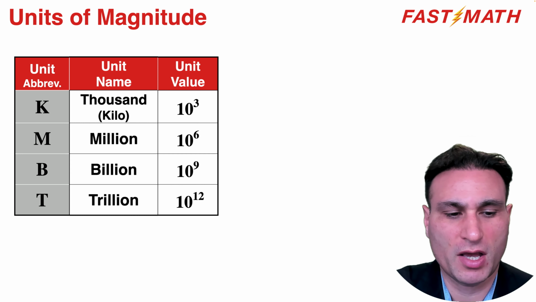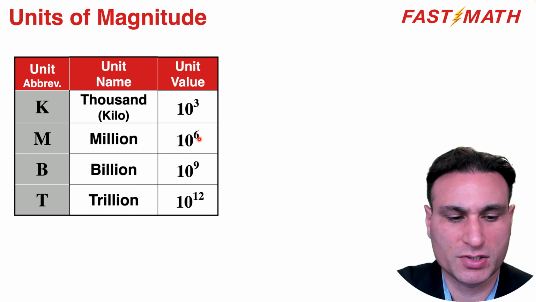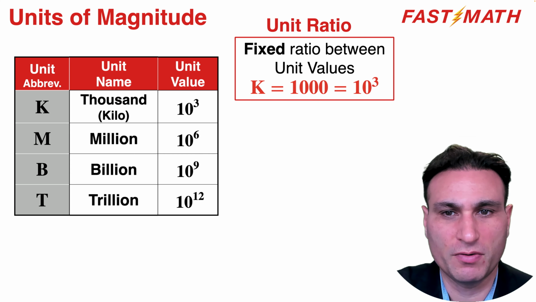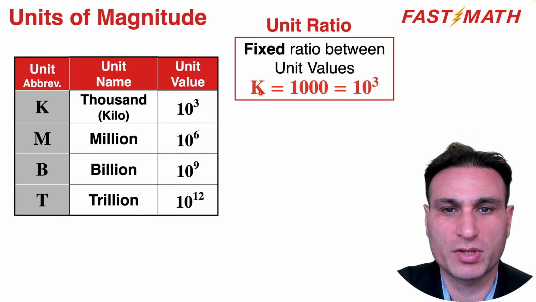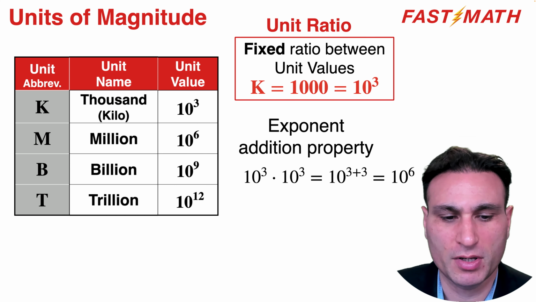Now notice that the exponent of 10 increases by 3 with each larger unit value. The exponents are 3, 6, 9, and 12. This means there is a fixed ratio between unit values of 10 to the third, which is 1,000, and which we abbreviate with K, which is called the unit ratio. A quick review of the exponent addition property. 10 to the third times 10 to the third equals 10 to the 3 plus 3 equals 10 to the sixth.